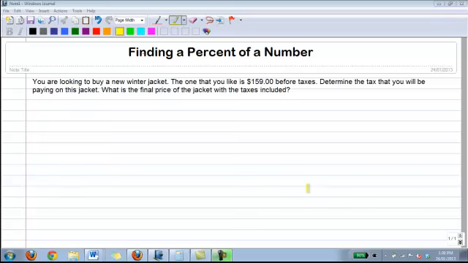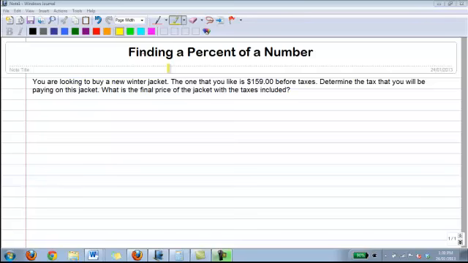Alright, so today we're going to focus on finding a percent of a number, but we're going to focus on it from a taxes point of view since that is a real world application. So in the following question it says you are looking to buy a new winter jacket. The one that you like is $159 before taxes. So you are supposed to determine the tax that you will pay on the jacket and then what the final price of the jacket is including taxes.